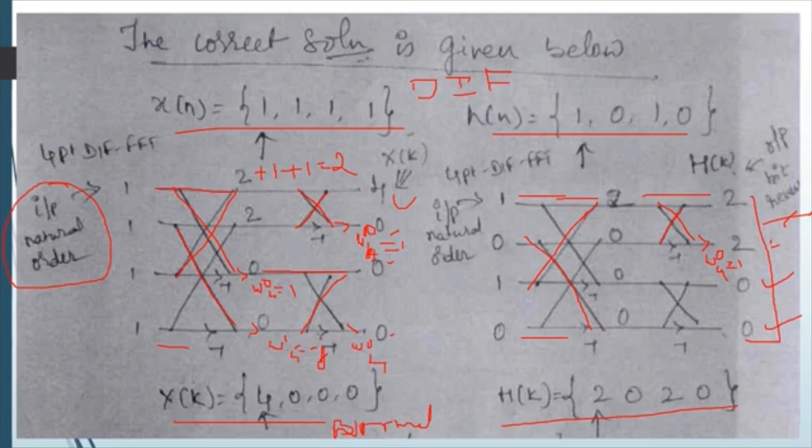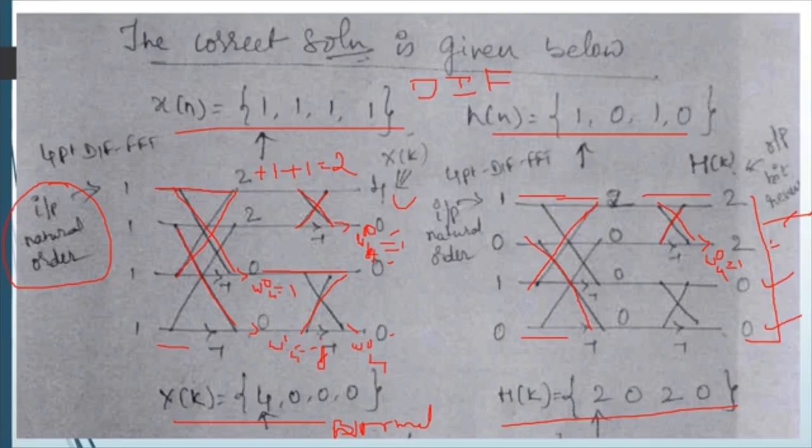At the end we are getting X of k and H of k. Rewrite the output, which is in bit reversal order, in normal order. It is clearly mentioned here: you write the bit reversal output in normal order. So 4 0 0 0 and 2 0 2 0.